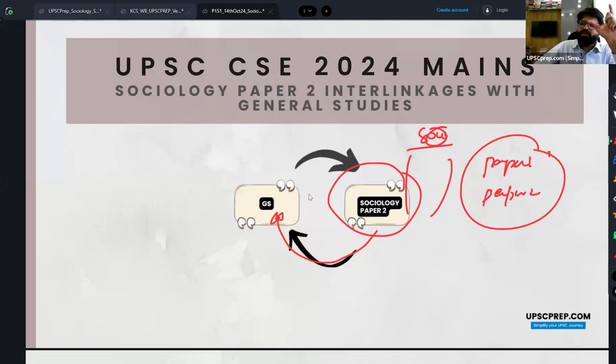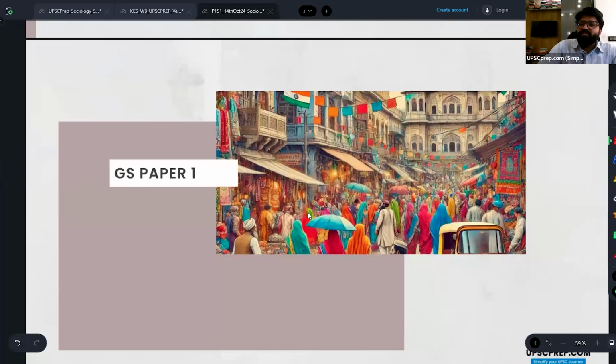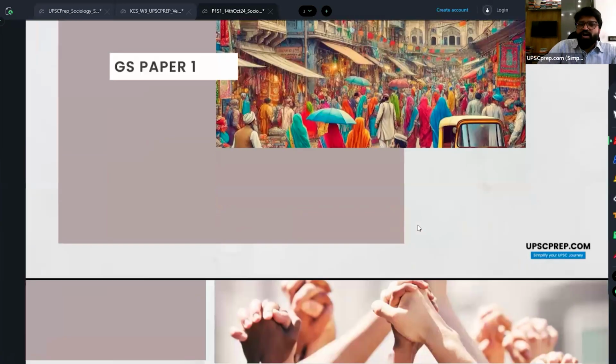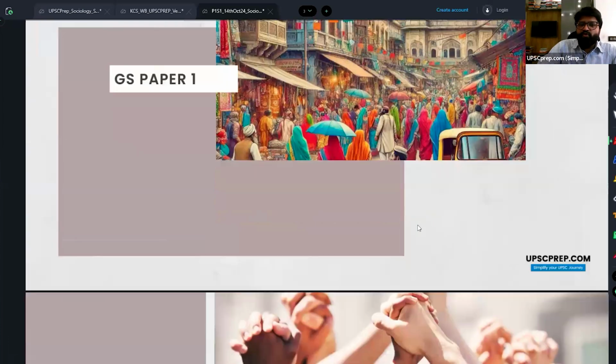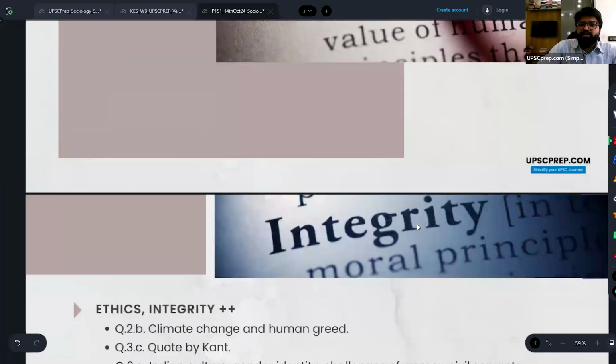So there's about a 2 hour session there. You can look at that session also to understand both the papers of sociology as to how GS can also be used. But mostly we'll try to see how knowledge of sociology paper 2 can be used in GS paper 1.